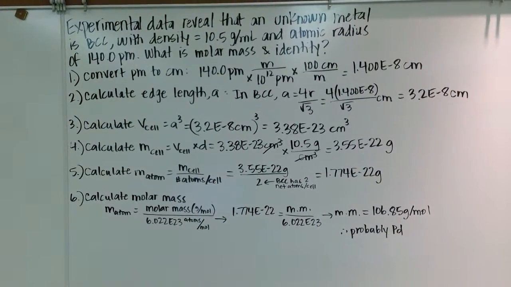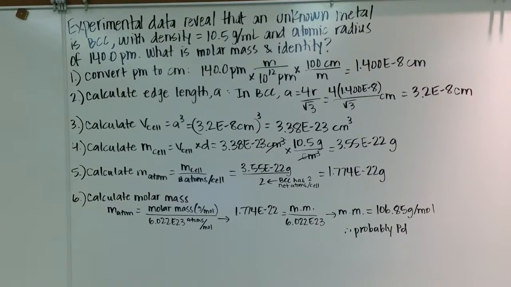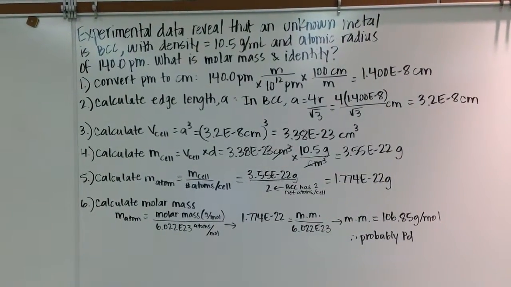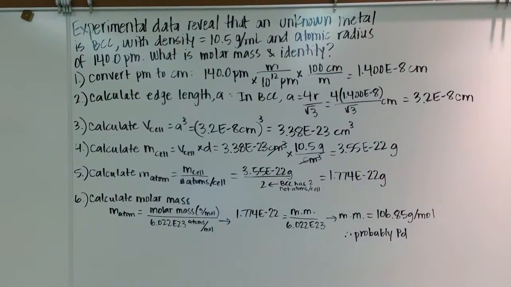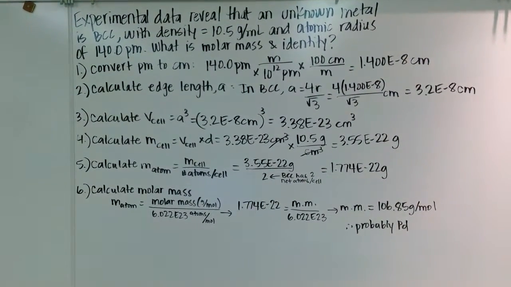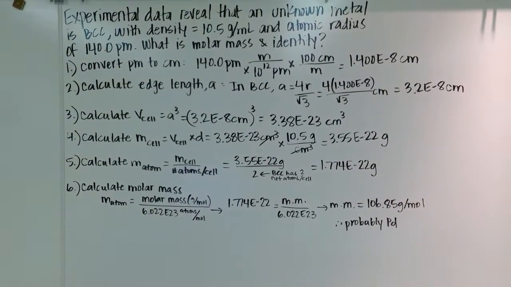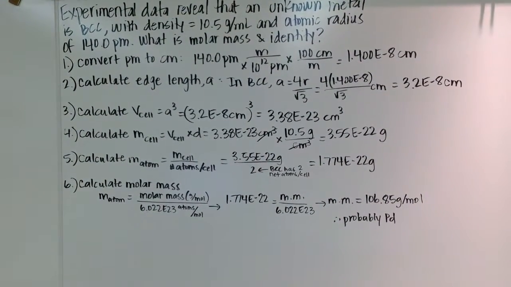Experimental data reveal that an unknown metal is body-centered cubic with density of 10.5 grams per milliliter and an atomic radius of 140 picometers. What is the molar mass and the identity of the metal? The first thing we're going to do is convert picometers to centimeters. We'll see why we need to do that in just a second. So we convert picometers to meters, then meters to centimeters.